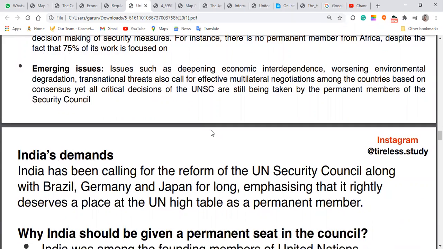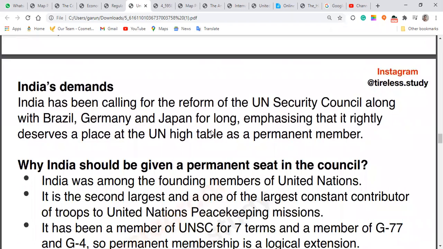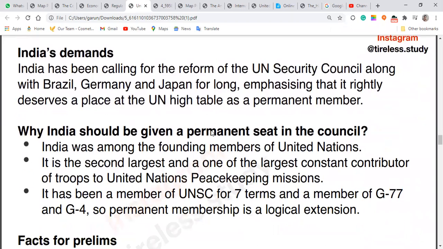India's demand: India has been calling for the reform of the United Nations Security Council, along with Brazil, Germany, and Japan, for a long time, emphasizing that it rightly deserves a place at the United Nations high table as a permanent member. Why should India be given a permanent seat in the council? India was among the founding members of the United Nations. It is one of the largest contributors of troops to United Nations peacekeeping missions. It has been a member of the UNSC for 7 terms and a member of G77 and G4. So permanent membership is a logical extension.